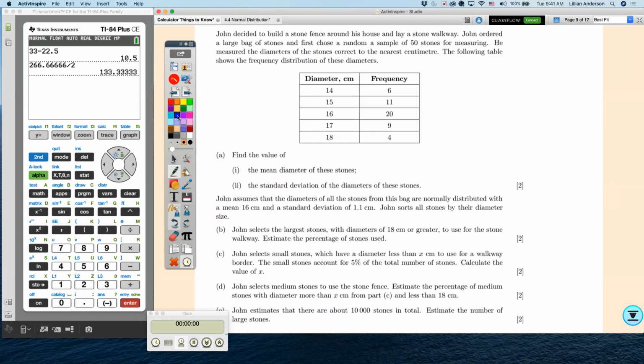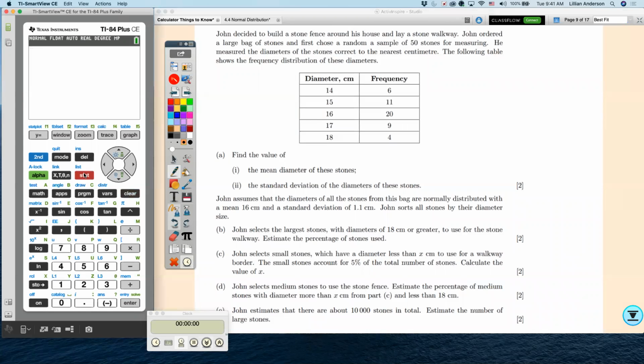To find the mean and the standard deviation deals with what part of our curriculum? Statistics. Statistics, which means which button am I going to press? Stat. And I have to go to edit. That's where I put in all of my information. When your memory gets cleared, your lists get cleared as well. So you're starting with a fresh list, okay?